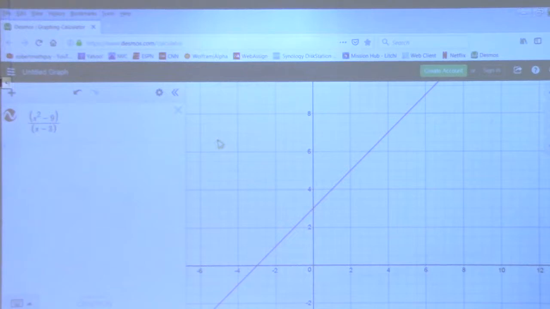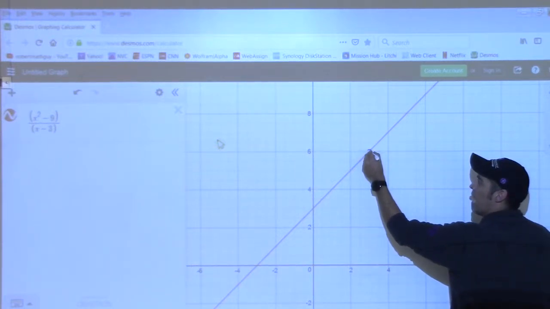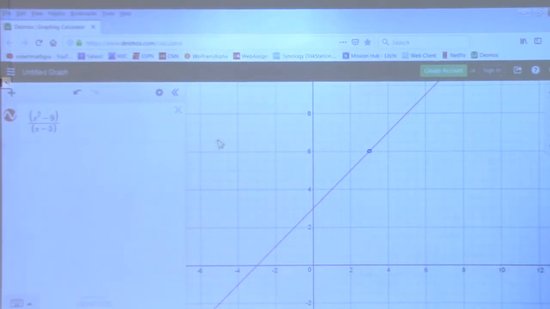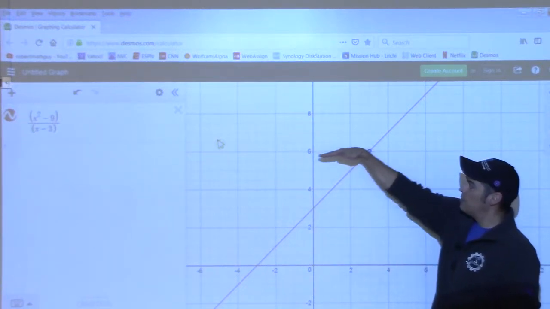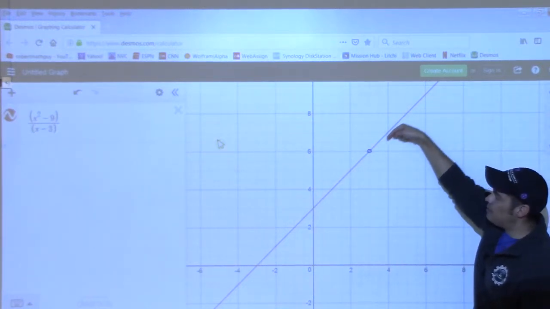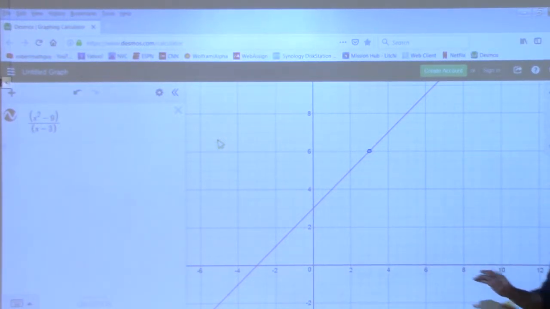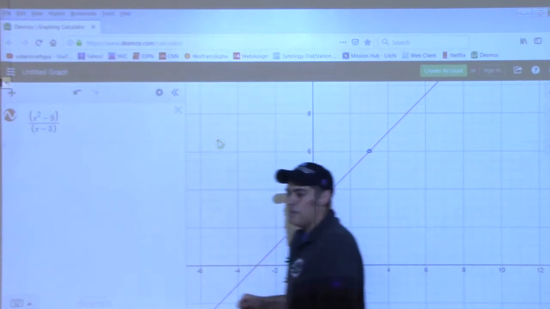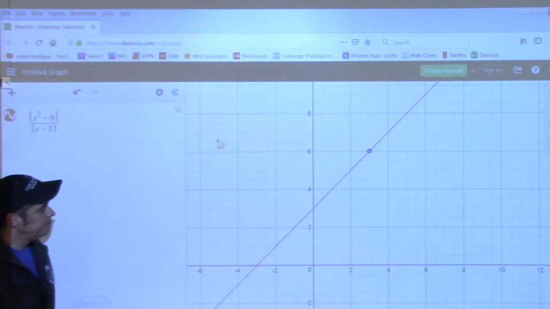Yes. That's because the computer doesn't know how to handle a hole. See, there's a limitation on a computer. The computer should actually have a hole there for us, shouldn't it? Because it is undefined. At 3, it's undefined. But as I come in from the left, where's it headed? 6. As I come in from the right, where's it headed? 6. You see that? So when you graph things, be careful on your calculator. It doesn't show you holes. But there is technically a hole there.